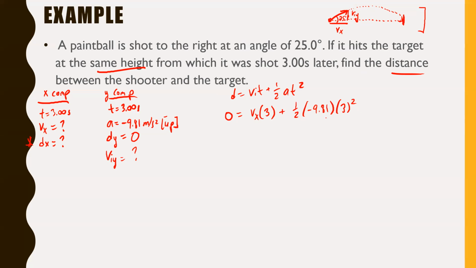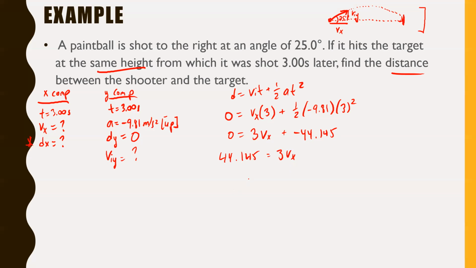I'm going to clean up this bit here first. So I've got 0 equals 3Vx, plus this whole bit right here, 1/2 times negative 9.81 times 3 squared. This gives me plus negative 44.145. We can move that over to the other side, so we have positive 44.145 equals 3Vx.